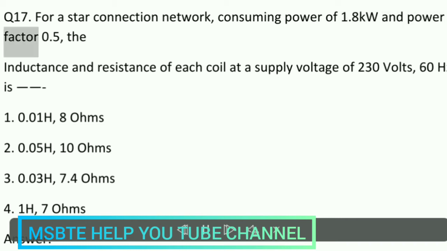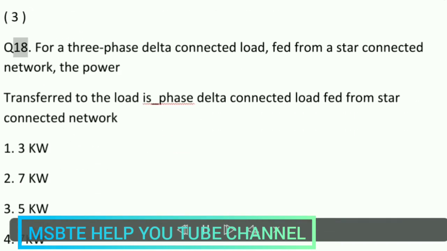Q17. For a star connection network consuming power of 1.8 kilowatts and power factor 0.5, the inductance and resistance of each coil at a supply voltage of 230 volts, 60 hertz is: 1. 0.01 H, 8 ohms. 2. 0.05 H, 10 ohms. 3. 0.03 H, 7.4 ohms. 4. 0.1 H, 7 ohms. Answer: 3.